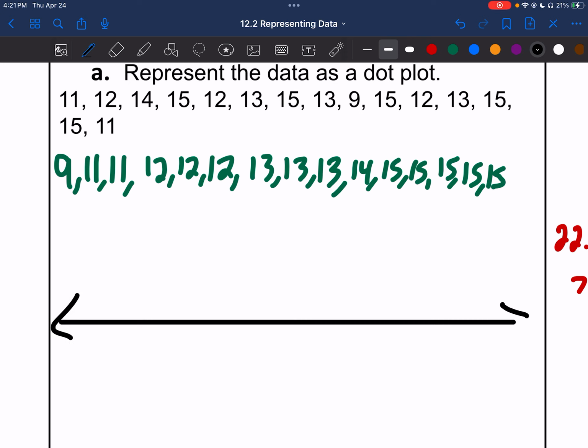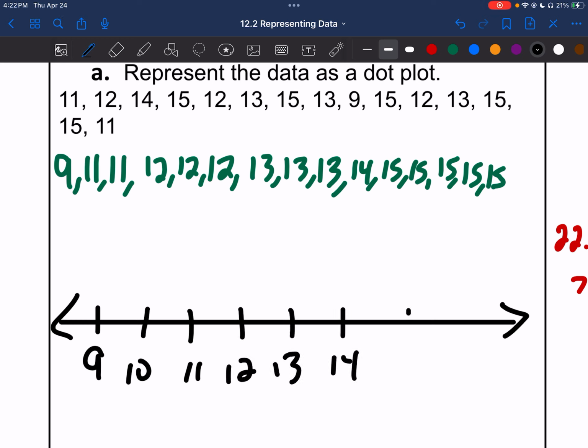And on the number line, I'm going to put in some values. So 9, 10, 11, 12, 13, 14, 15. And now I'm going to make a mark for how many times that value comes up in our sample. So we have 1, 9. There are no 10s, so I'm not going to put anything in the 10 column.